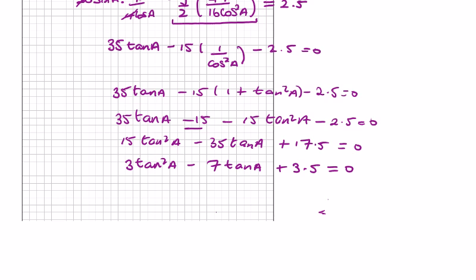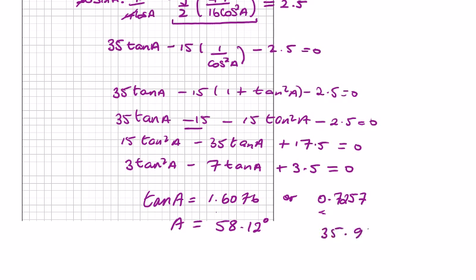And using the quadratic formula here, I get tan α is equal to 1.6076 or 0.7257. So these values give me alpha, corrected to 2 decimals, 58.12 and 35.96 degrees for the two angles for the camogie player.